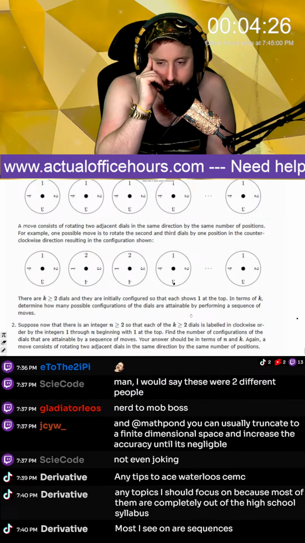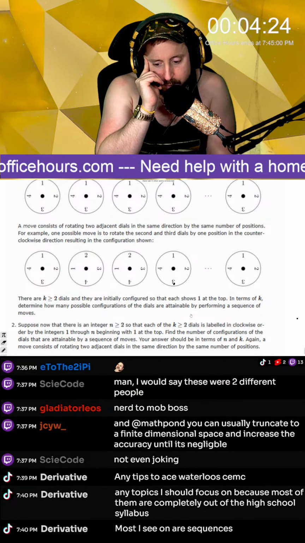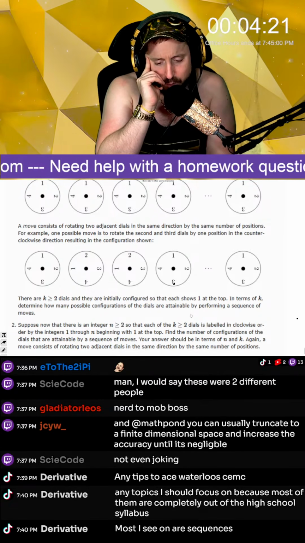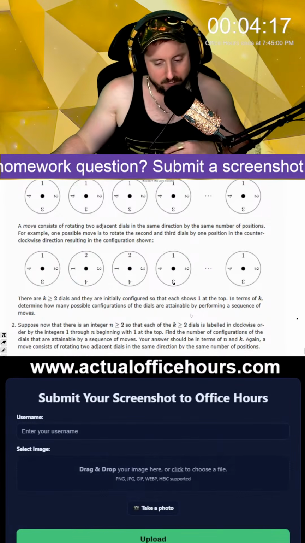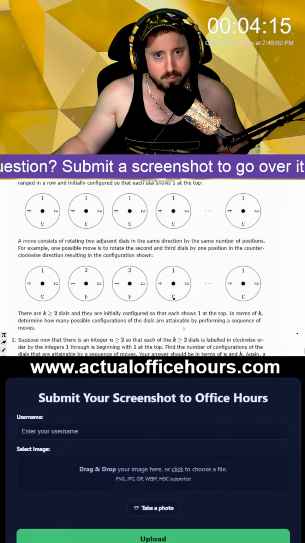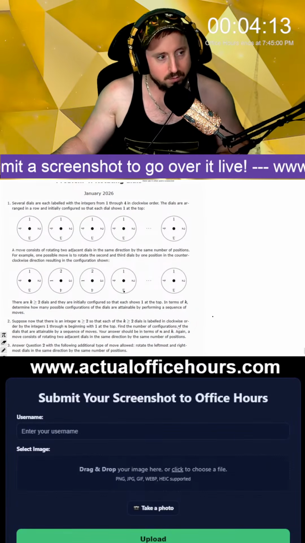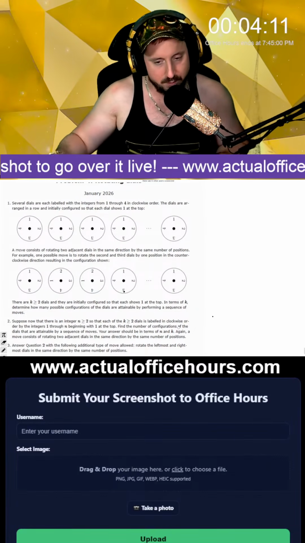How many possible configurations of the dial are attainable by performing a sequence of moves? I don't know. I mean, let's say we have like 4 of these, right? Yeah, number theory. Yeah, combinatorics. Zach's right. Yeah.